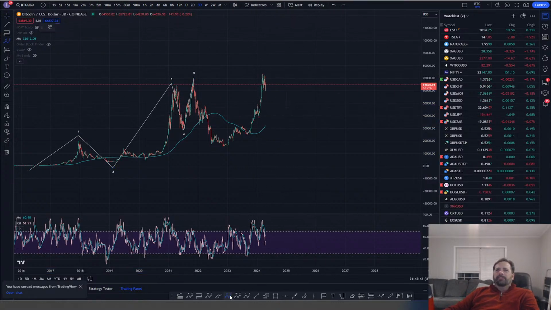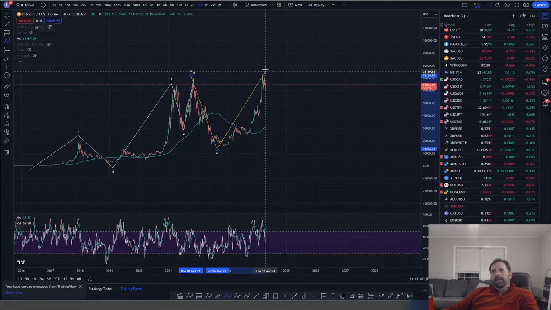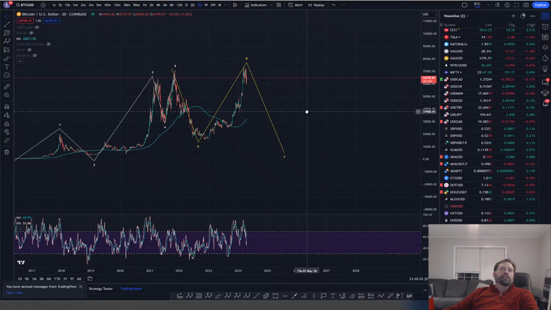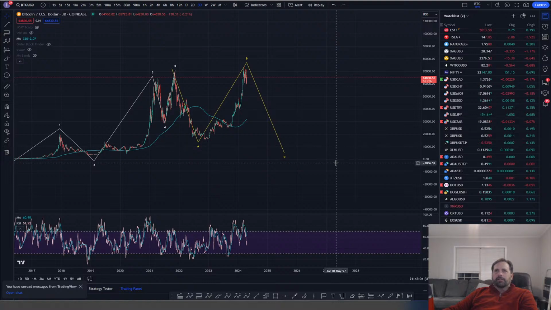And now this is the A wave, and this is the B wave of an expanded flat, which will be followed by a C wave, which means it should come down with some intensity. Once it begins coming down on the third wave, it should come down with some intensity, and it should come down with 5 waves fairly quickly with the way markets come down.